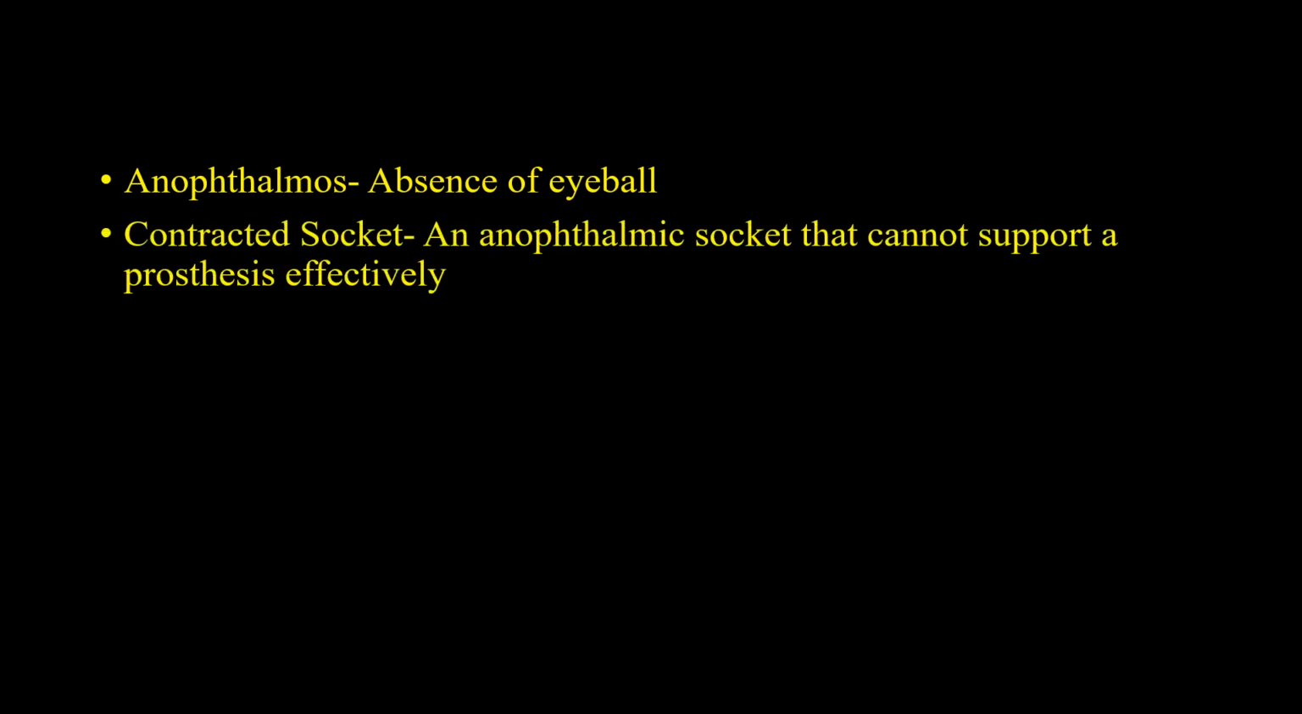By definition, anophthalmos is the absence of the eyeball in the socket, and a contracted socket is one that cannot support a prosthesis effectively. The term effectively is very important here because there are different grades of contracted socket. Grade 1 and grade 2, which are mild contracted sockets, might support the prosthesis, but the cosmesis might not be as good as we want. So a contracted socket is one which cannot support a prosthesis effectively.